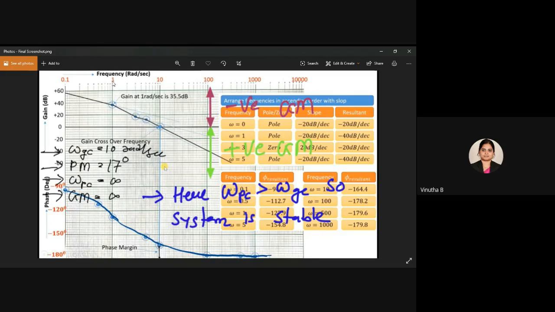So at 1 radian per second, from the 0 reference line, you have to come to the 0 reference line, and at omega is equal to 1 radian per second, you have to plot 35.5 dB. So you have to put a dot.